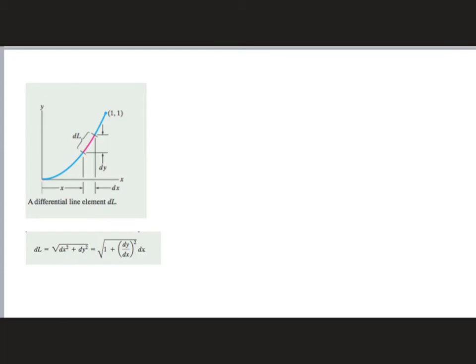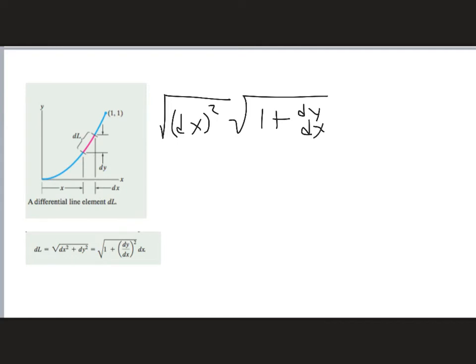So we could write that as the square root of dx squared times 1 plus dy over dx squared, and that is how we can factor out that dx. And of course the square root of the square just gives us dx times the stuff under the radical, and that is what we see here. So this is the formula for the value of dl.